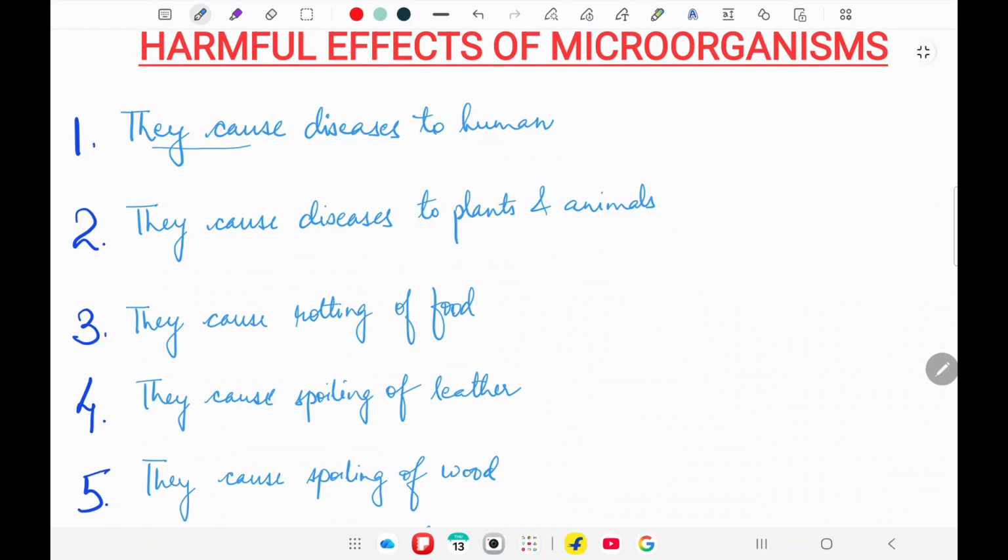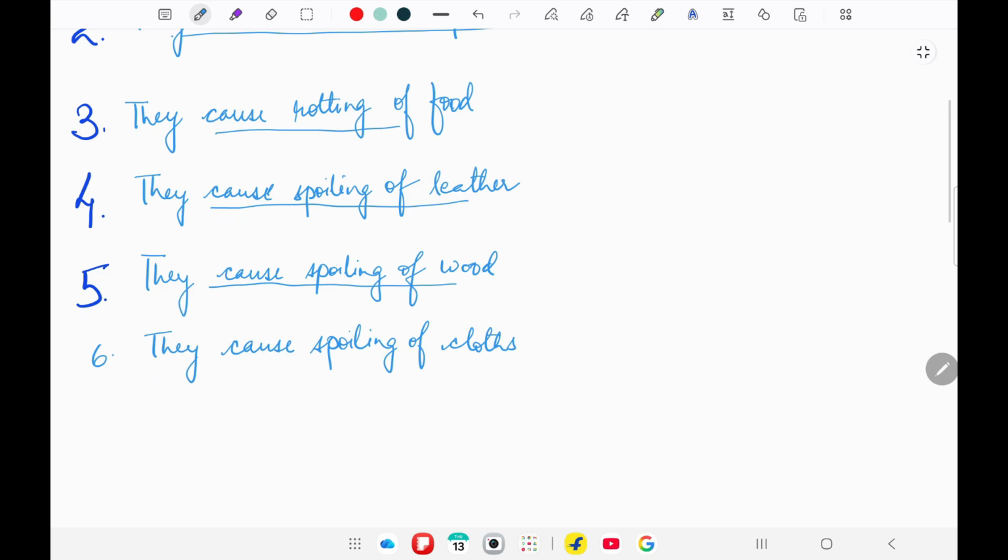They may cause diseases to humans. They may cause diseases to plants and animals. For example, the plant diseases can be citrus canker, rust of wheat, and at the same time they may cause diseases to animals like anthrax, foot and mouth disease, etc. They may cause rotting of food. They may cause spoilage of leather and other articles, and they may cause spoilage of wood also. You might have seen wood catching fungus. And they may also cause the spoiling of clothes. If the clothes are kept in moist, damp places, you might have seen fungus infesting them.